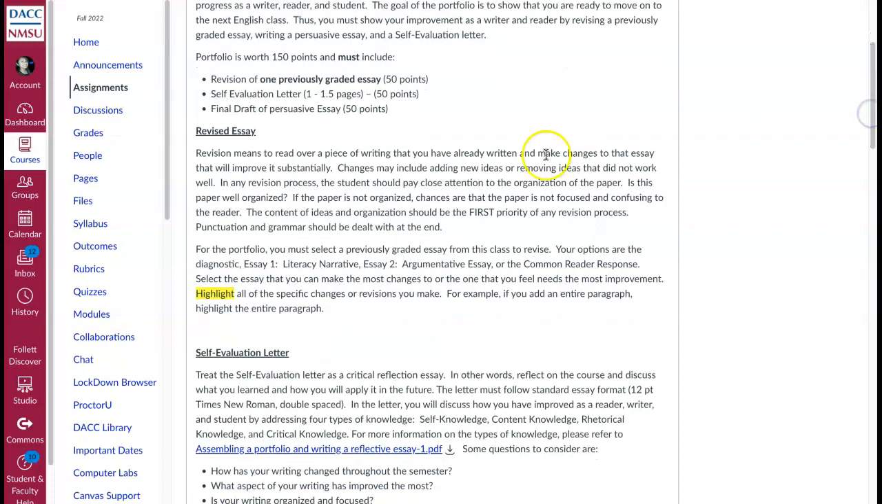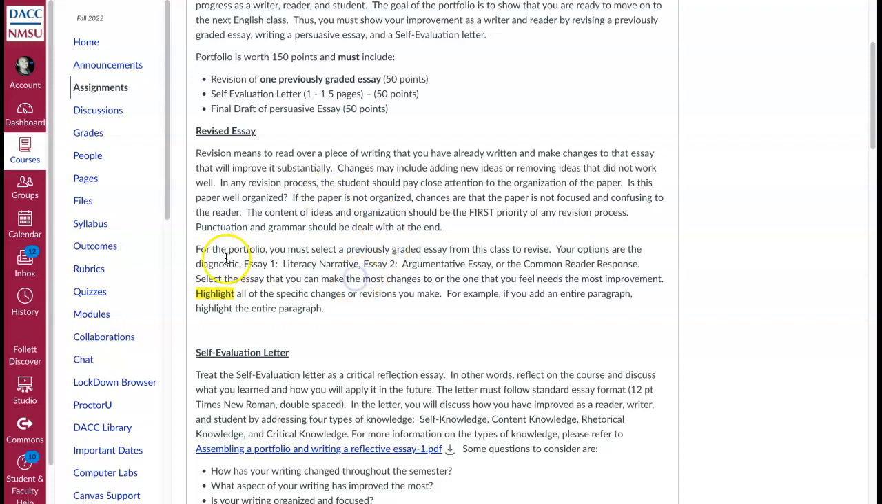So the first part is the revised essay. Now when it comes to the revised essay, what you want to do is select an essay that you've previously done and revise it for improvement. Now, whenever we say revision, it doesn't mean just fixing the commas and adding a sentence here or there. We're talking about making substantial changes. So basically, you want to take everything you've learned through the entire semester and go back to one of those essays and really improve it.